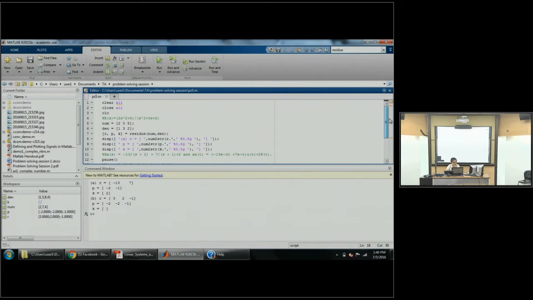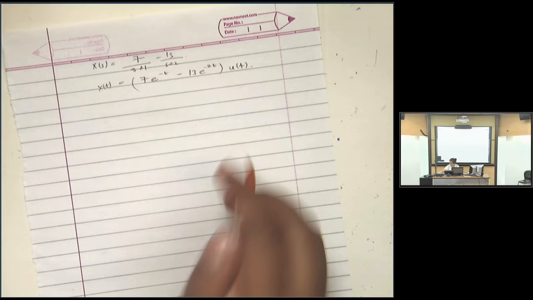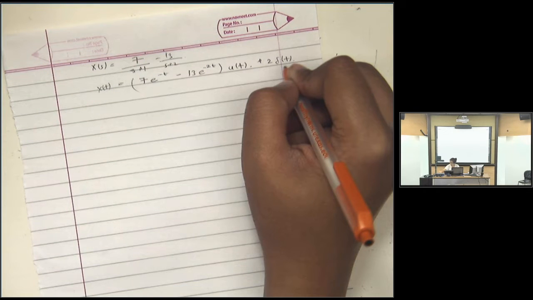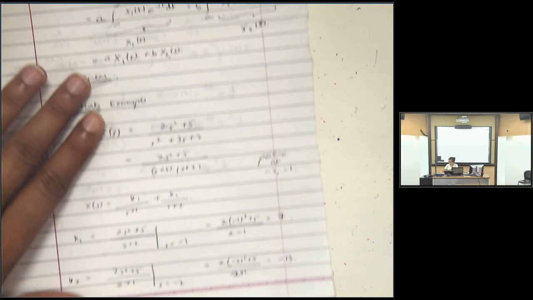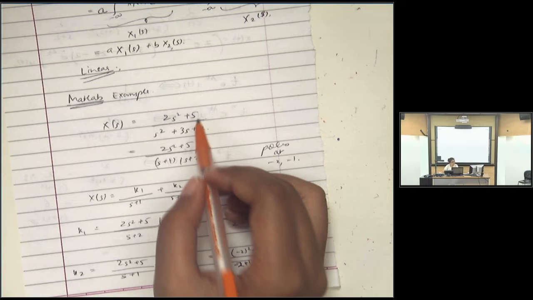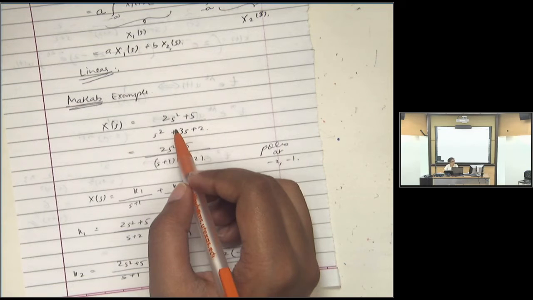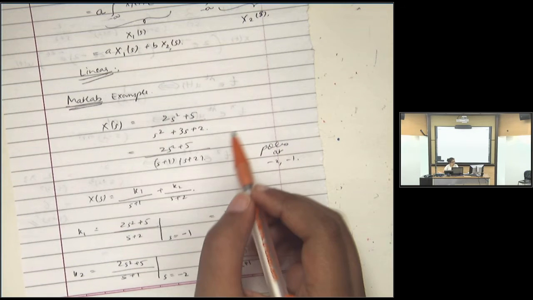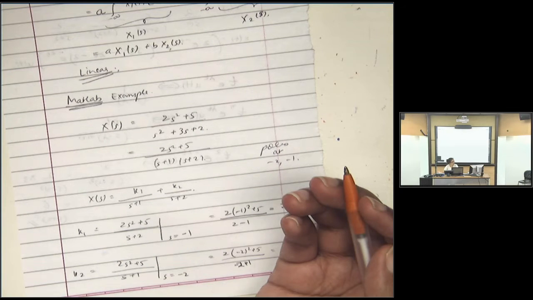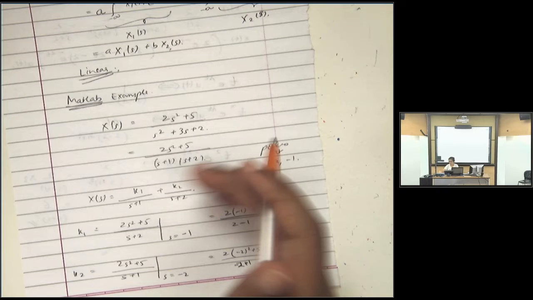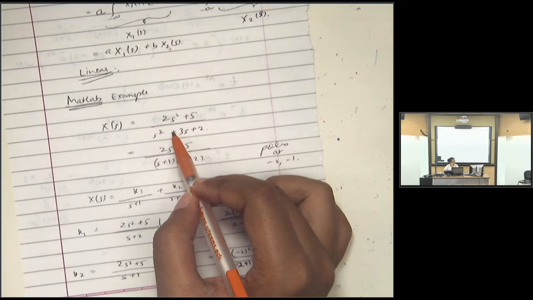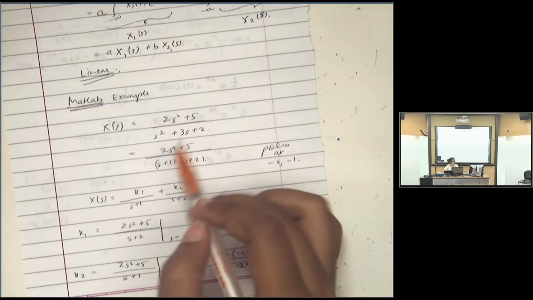All right. Another thing to know is that, one second, I made a mistake. Since our X(s) over here, the one we had done previously, 2s² + 5 over s² + 3s + 2, the degree of numerator and denominator is the same, that is 2. So we can't go forward with the partial fraction expansion when the degree is the same. For partial fraction expansion, the degree of the numerator has to be less than the degree of the denominator. Whenever the degree is the same, you will have a constant term.